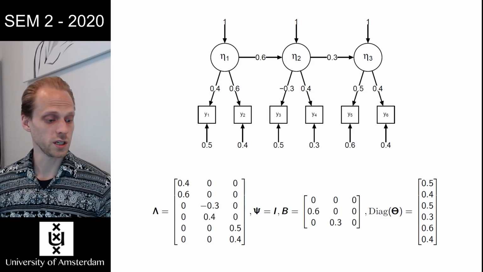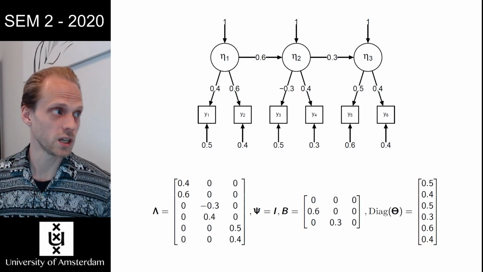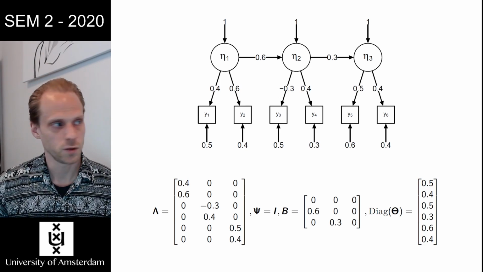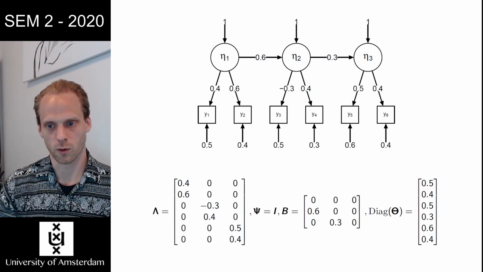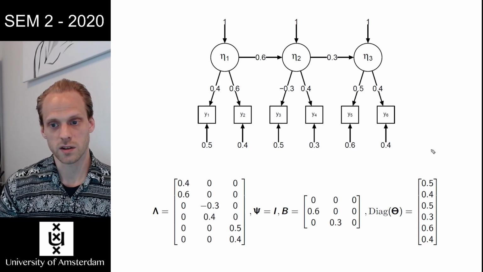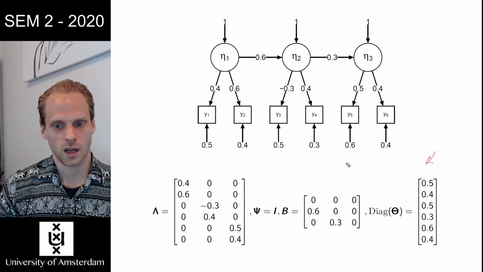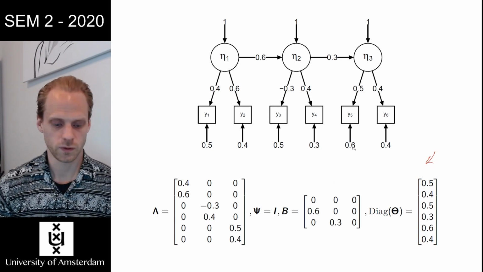And now we can also do this in bigger SEM models, which is nice. So here I have a SEM model with 3 latent variables, 2 indicators each. I have all these matrices, right? And then we can do all this. This is really nice.